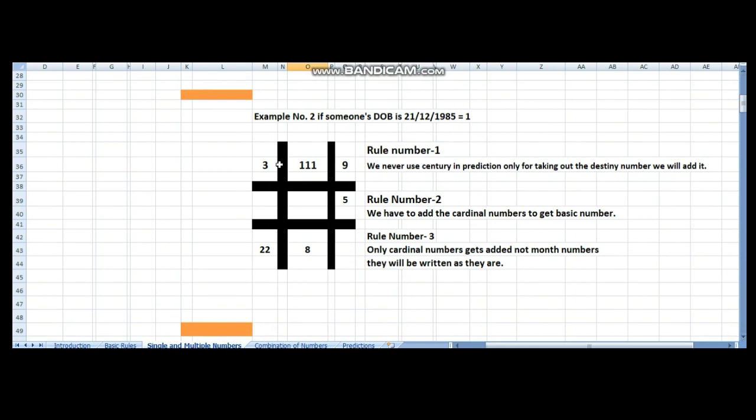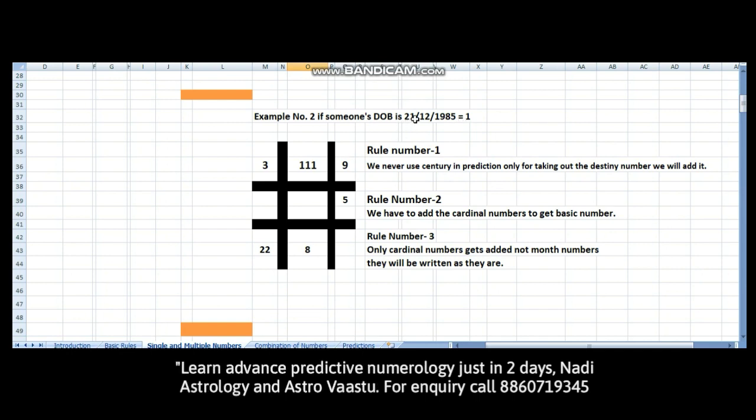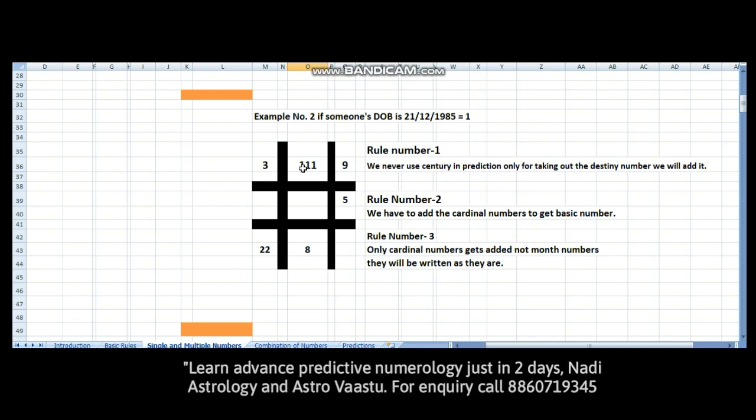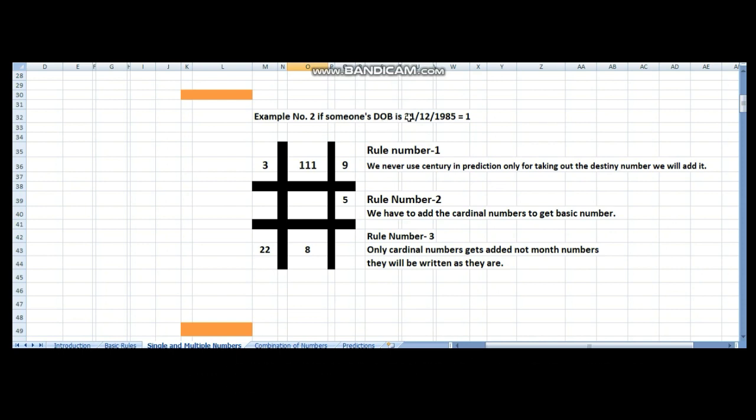In this example, the total here is 12, that is the basic number. We'll be adding 2 and 1, which gives 3. Then December 12, 1985. To take out the destiny number, we have added all the numbers here. So how have we laid it? In the same format as we have discussed. So 1 and 2 are here, 1 and 2 you may see. Here we have 1, 2 and 3. 3 times one number we have, so 3 times we have laid 1 in the same format.